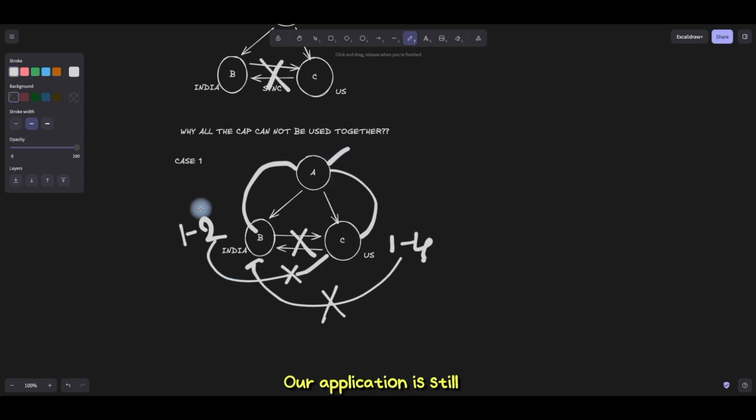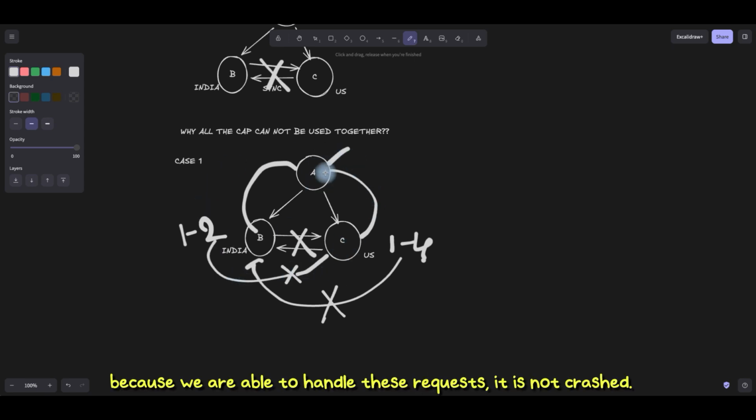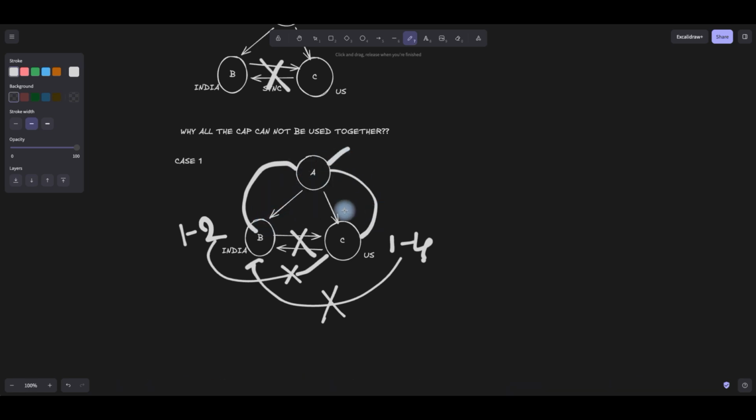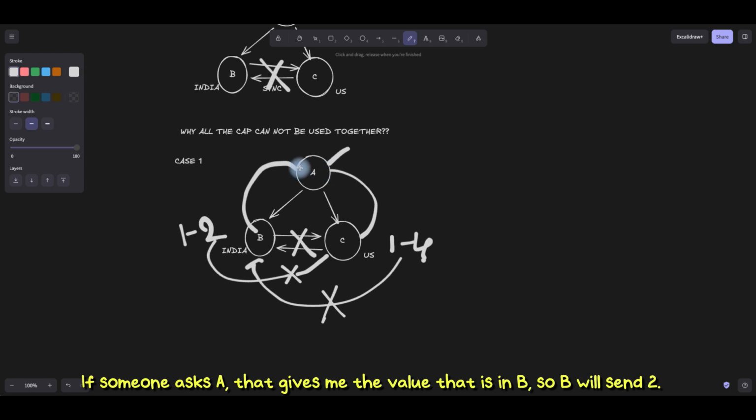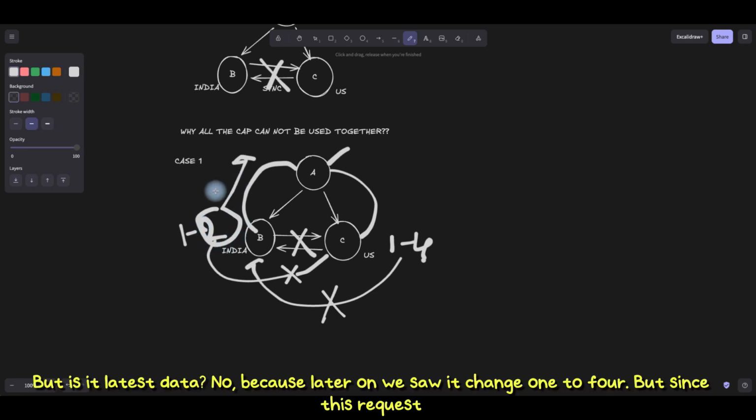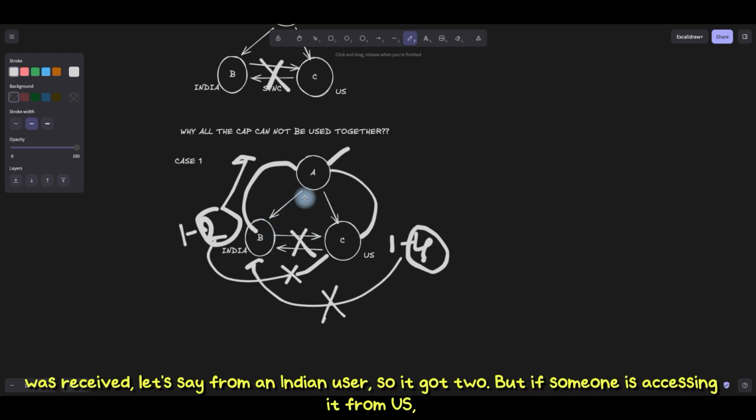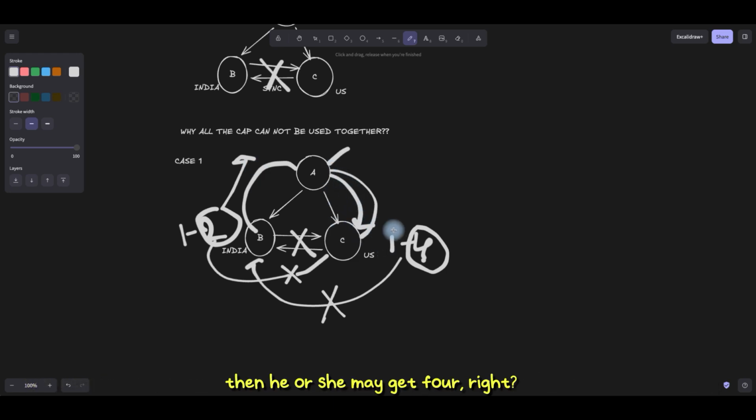Our application is still available because we are able to handle these requests. It's not crashed, it is responding to us. If someone asks A to give me the value that is in B, B will send 2. But is it the latest data? No, because later on we saw it change from 1 to 4. But since this request was received, let's say from an Indian user, it got 2. But if someone is accessing it from the US, then he or she may get 4, right?